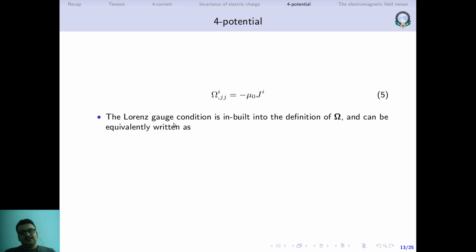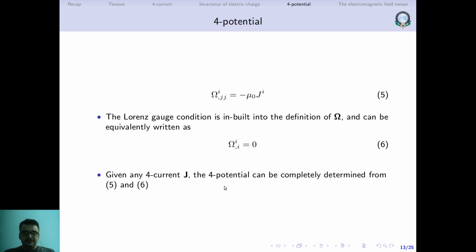And we can see that the Lorentz gauge condition is built into the definition of omega, and we can write down the Lorentz gauge condition like this. The Lorentz gauge condition can be equivalently written in this form, that is ωi,i = 0. I'm leaving this to you as an exercise to do at home. Just verify if this is indeed true. All you have to do is expand this, because there is a repeated index, and then collect the different terms. Substitute the values of the components of the 4-potential, and you'll find that you actually get the Lorentz gauge condition here.